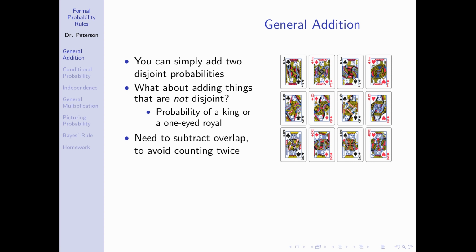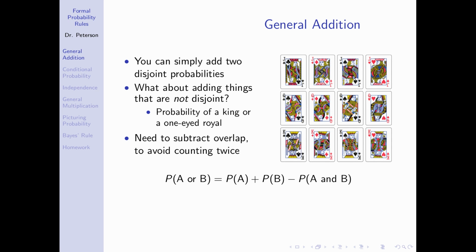So out of these 12 cards, and the 52 cards in a deck in total, we are actually only going to have 1, 2, 3, 4, 5, 6 that are going to match either a king or a one-eyed royal. If we counted this king a second time for the one-eyed royal, we would have too many, and our calculation would be incorrect. In mathematical notation, we write this as the probability of A or B is equal to the probability of A plus the probability of B minus the probability of both A and B.